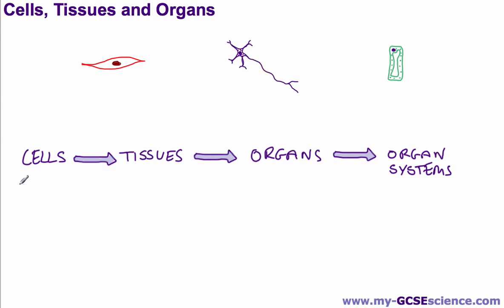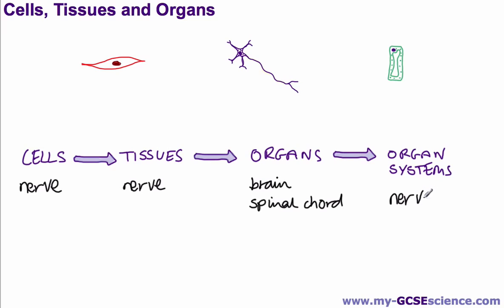Now, one example might be to look at nerve cells, and they join together to make nerve tissue, and these different kinds of tissues can join together to make the organs, and the organs might be something like the brain or the spinal cord for this particular system, and then these organs join together to make the whole system, which, you probably can tell by now, is the nervous system. Okay, so that's just one example of one system and how it breaks all the way down to these simple units that we call cells.